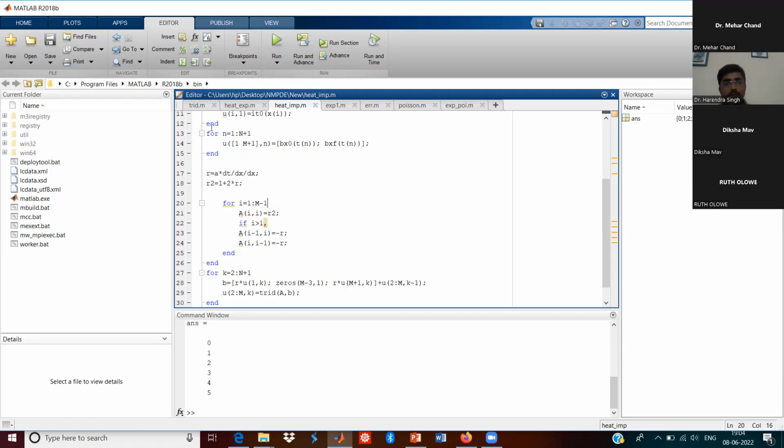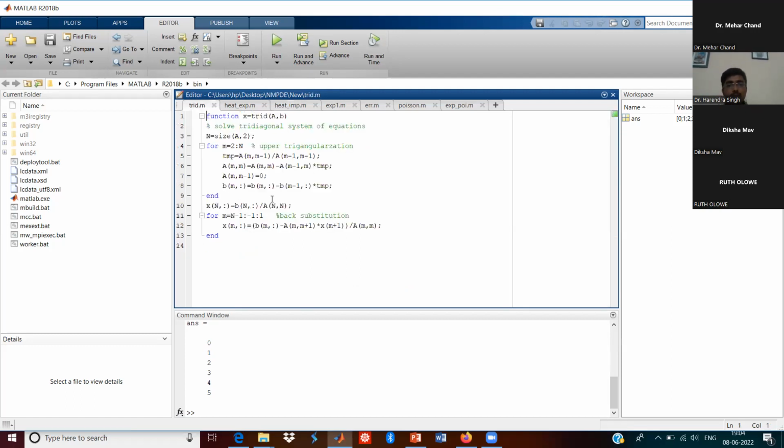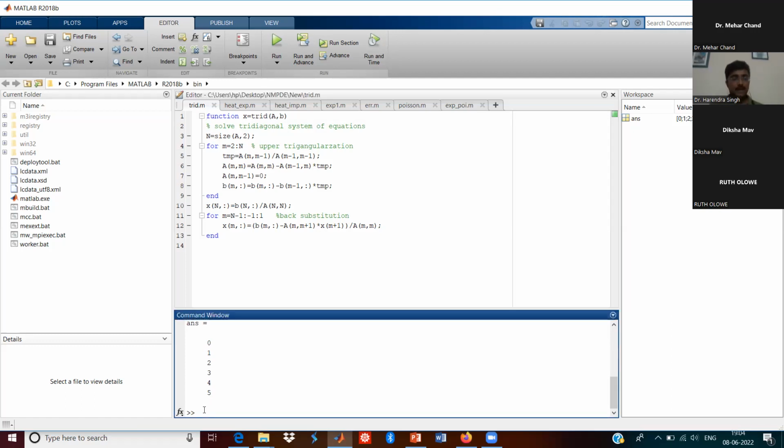This is the tridiagonal program, the system of tridiagonal. You can see that for the tridiagonal, here I have taken the function x equal to tridab. Tridab means tridiagonal. This is the name of the function. When I call this function in the heat implicit scheme, then that will take place here. So follow the tridiagonal system equation. You need n. N is size of a comma 2.